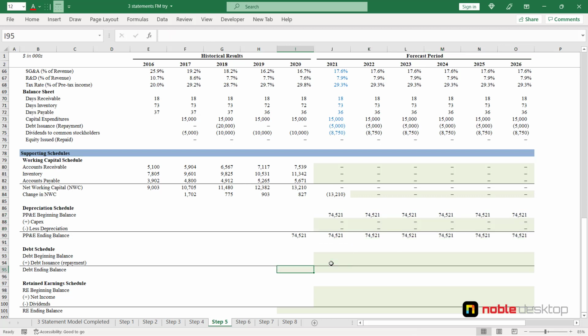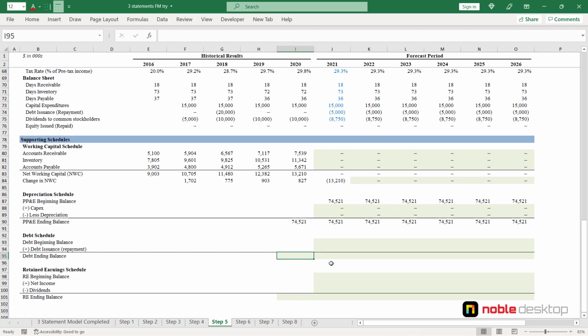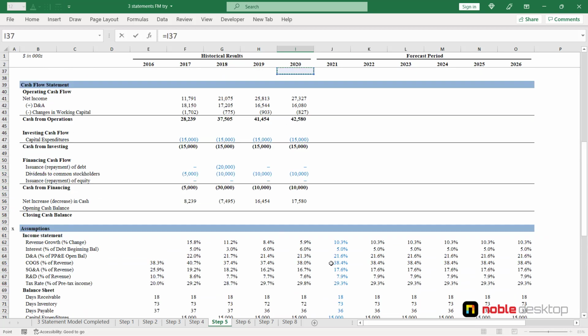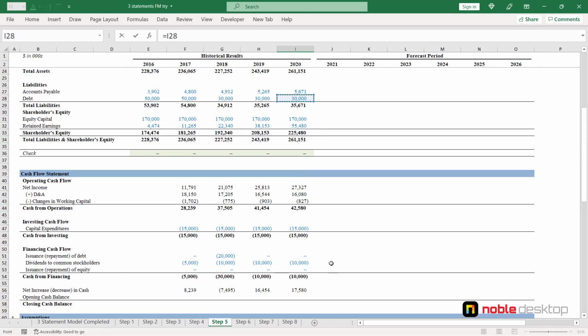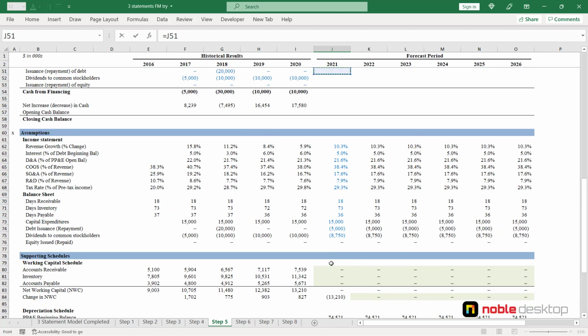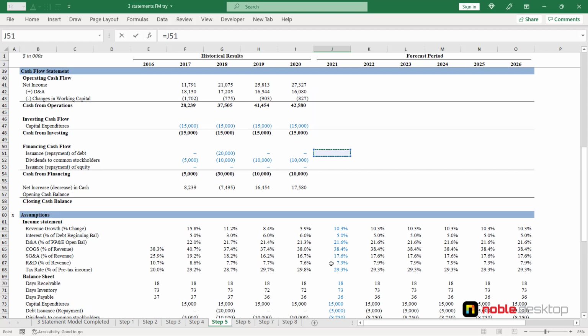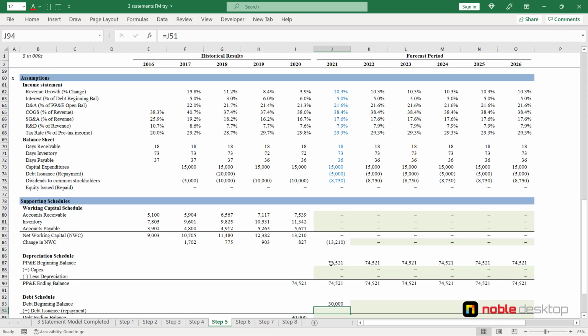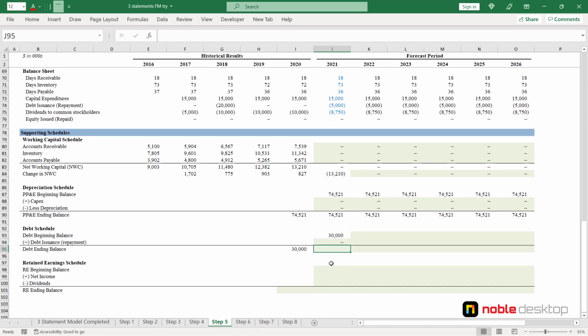Following this similar logic, we will build the debt schedule. Debt ending balance I'm going to find in my balance sheet in the row 28. My beginning balance of debt will be equal to my ending balance of the previous year, and my debt issuance repayment I can find in the row 51. Here it is in my cash flow statement. And again, as soon as we fill up the forecast period for the cash flow statement, it will be filled up here for the debt schedule as well.